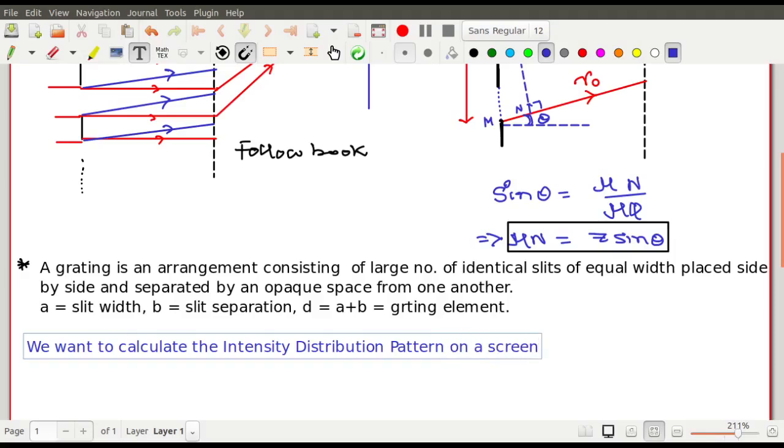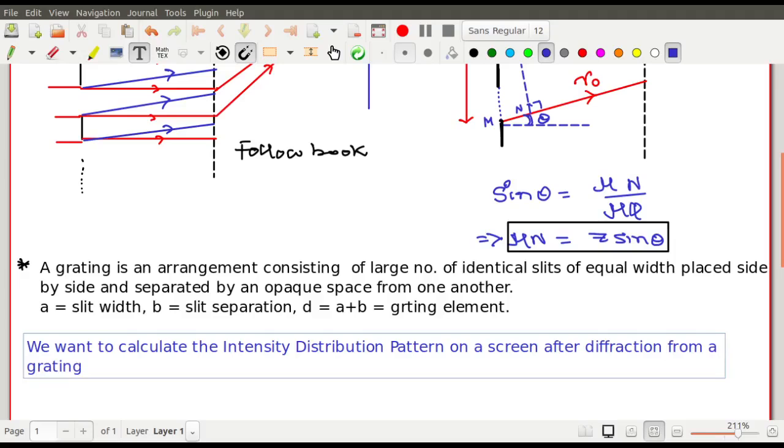We want to calculate the intensity distribution pattern on a screen after diffraction from a grating. After diffraction from a grating, I want to find the resultant intensity. So that is the goal over here.